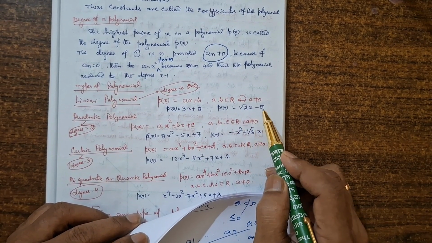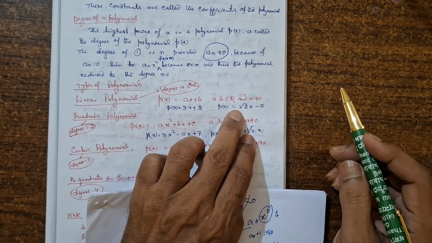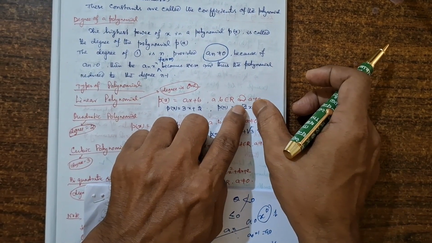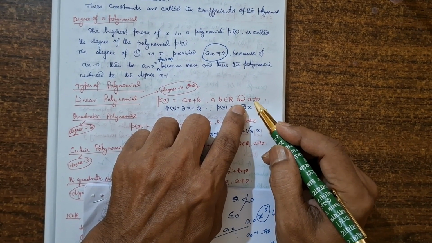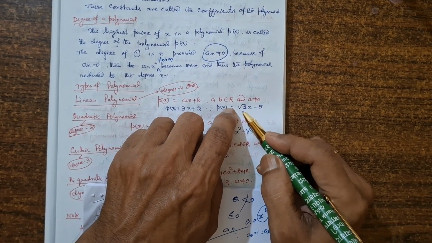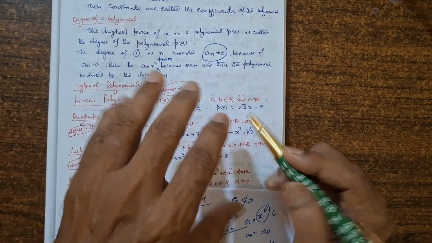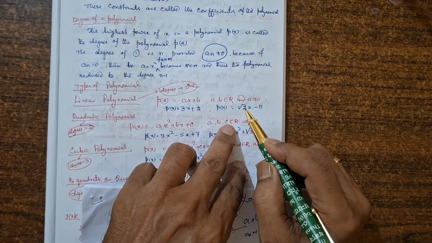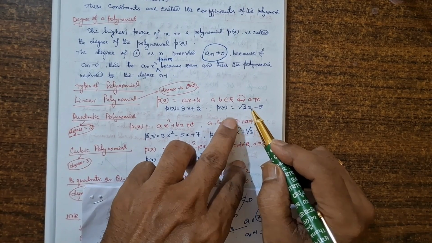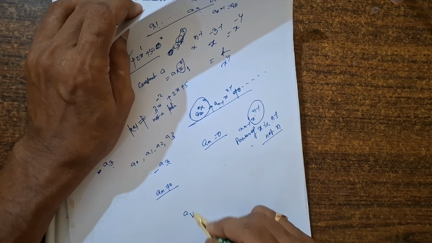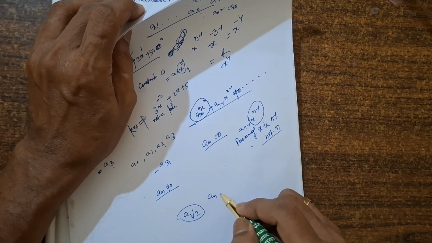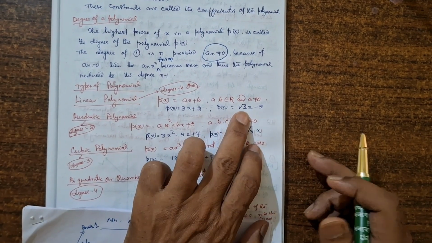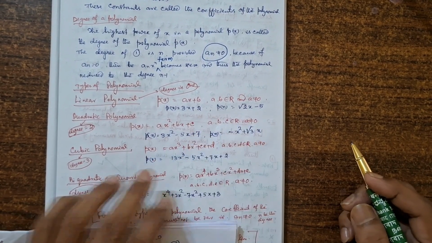p(x) is equal to root 2 x minus 5. This root 2 does not matter; what matters is that the power n is a non-negative number. This is important: in x to the power n, n means only the exponent, the number, it is the first term. It is not the root 2 coefficient. Here n means the first term, and its coefficient should not be 0.